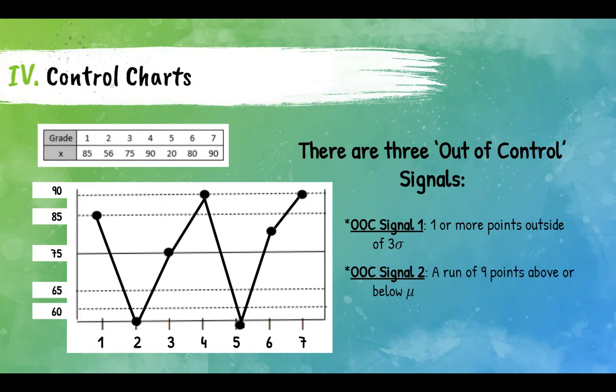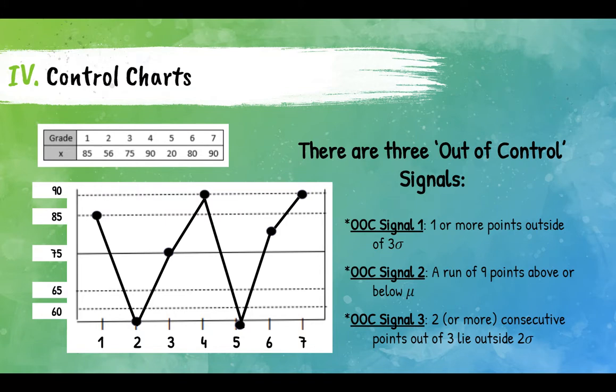Out-of-control signal number 2 is when you have a run of 9 points above or below the mean. We don't even have 9 points total, so that one isn't going to affect us. Out-of-control signal 3 is when you have 2 or more consecutive points out of 3 that lie outside of 2 standard deviations, so higher than 85 or lower than 65. And we don't even have 3 points that are higher than 85, and we don't have 3 points below 65 either. So that one doesn't affect us.